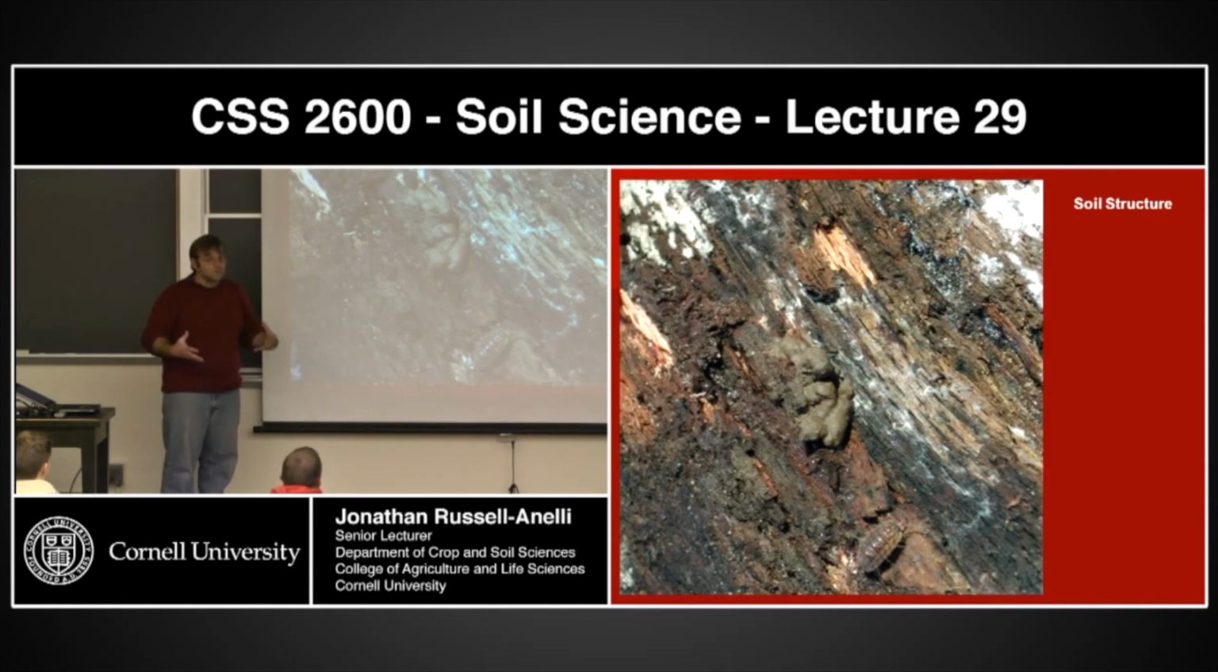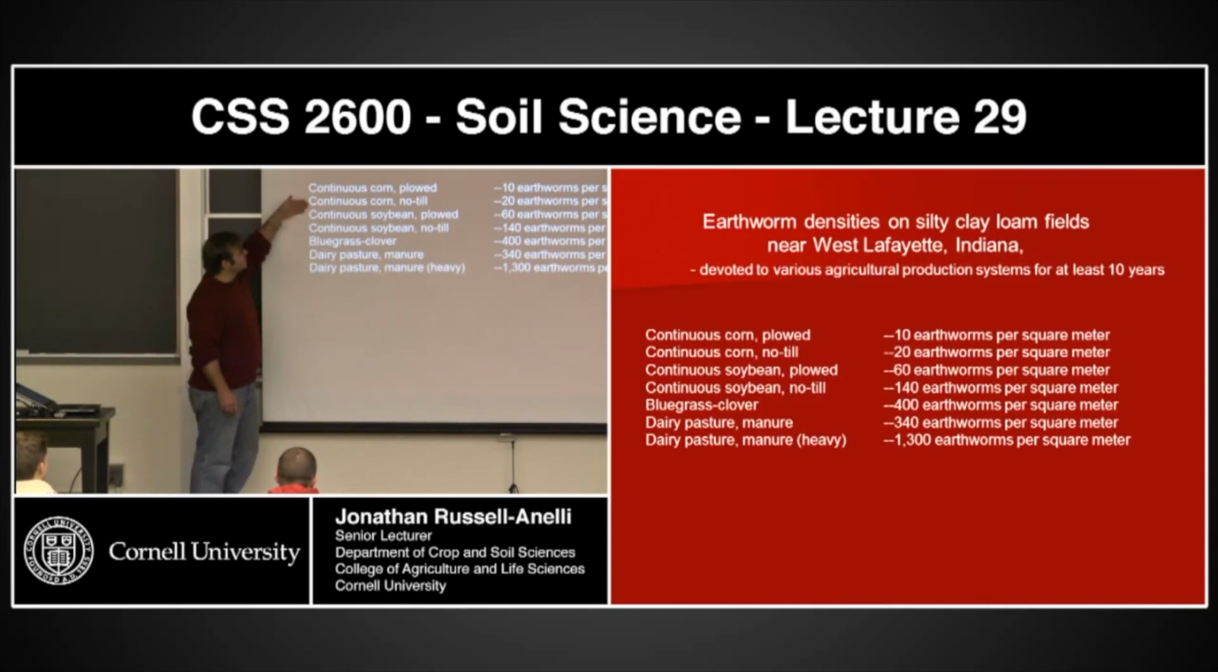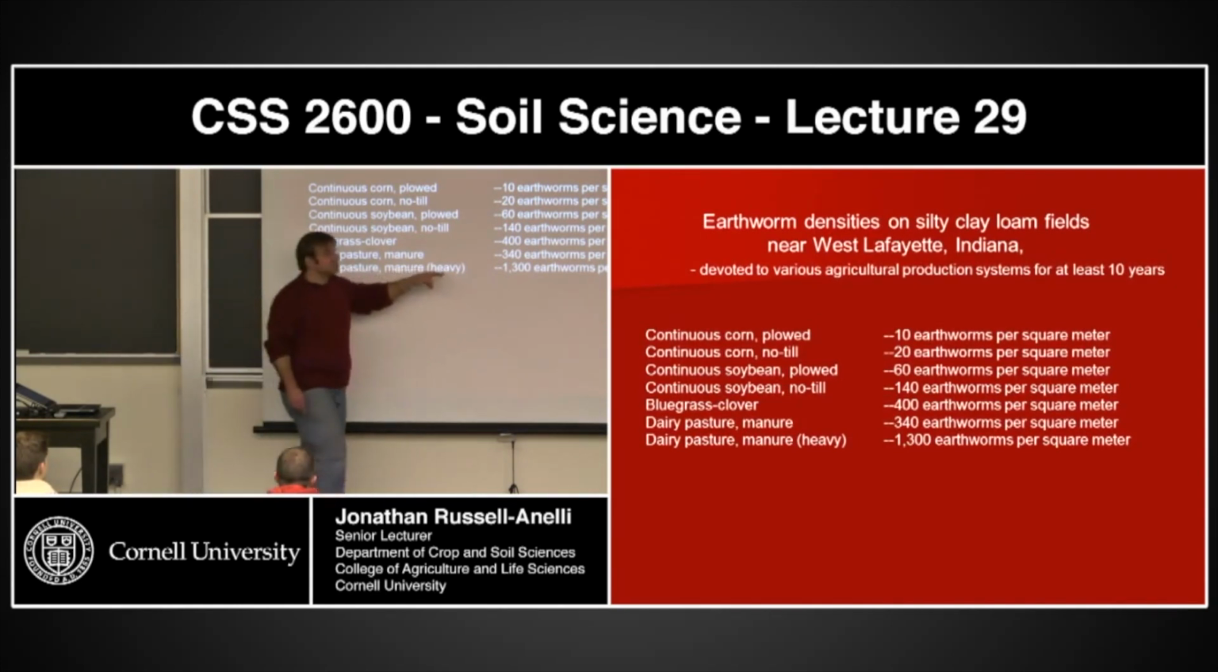the number of worms. Okay, now this is a slide, this is actually the data that I pulled from online. And basically what we're looking at is earthworm densities, not the casts, the density of earthworms in a silty clay loam field, basically in Indiana. Okay, and they've been looking at a variety of different field treatments for at least 10 years. Okay, they've got continuous corn plowed versus no plowed, soybean plowed versus no-till, bluegrass clover, dairy pasture with manure, and a dairy pasture manure with heavy application.